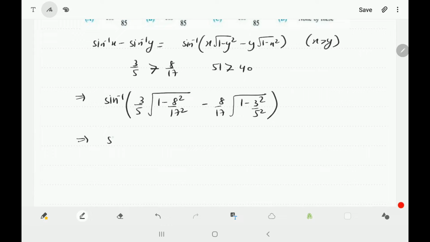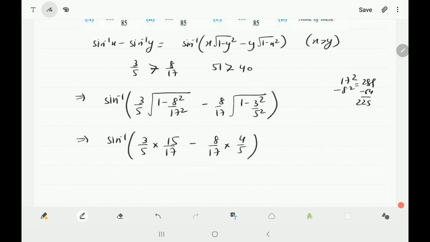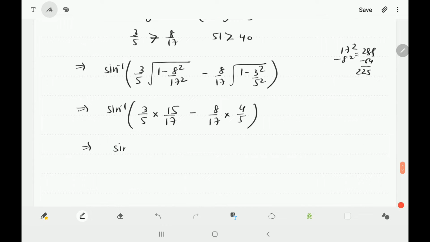This implies we can write this term as sin inverse of 3 by 5 into under root of 17 square minus 8 square. 17 square minus 8 square will be 289 minus 64, which will be 225. So it will become 15 by 17, minus 8 by 17 into 25 minus 9 will give us 16, which is 4 by 5. So finally we will have the term sin inverse of, 17 into 5 will give us 85, and in the numerator we will have 45 minus 32, which is 13. Is this clear?